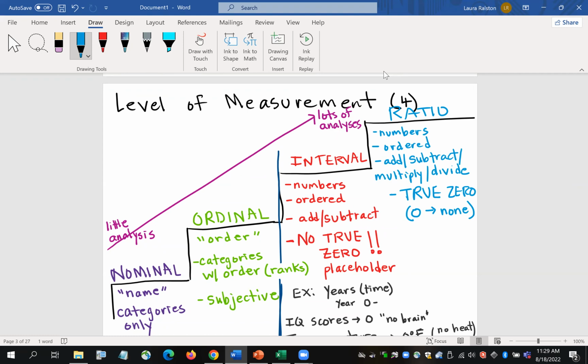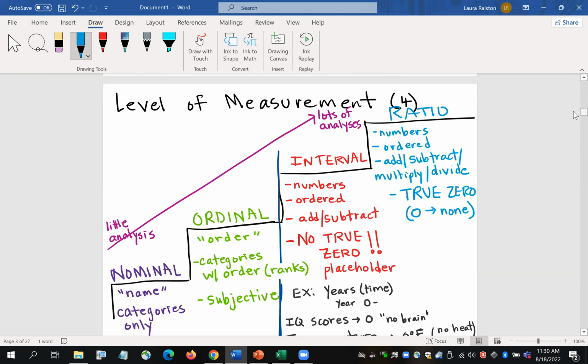When I'm trying to decide between interval and ratio, I stop and ask myself, what would it mean if I had 0? You know, what would it mean if I said the temperature is 0 degrees Celsius? Does that mean none, or is it simply a placeholder? So I kind of work backwards because I start out asking myself what that 0 could mean. So those are your 4 levels of measurement: nominal, ordinal, interval, and ratio.